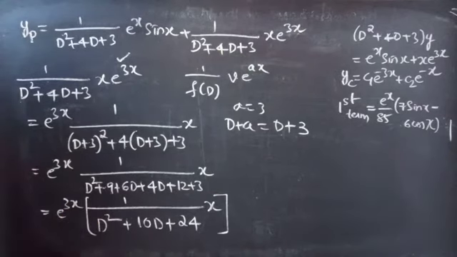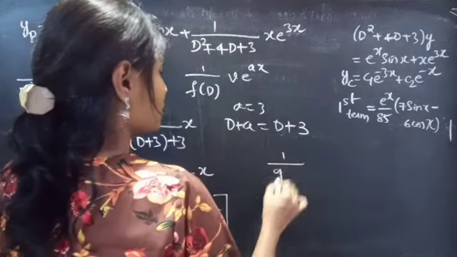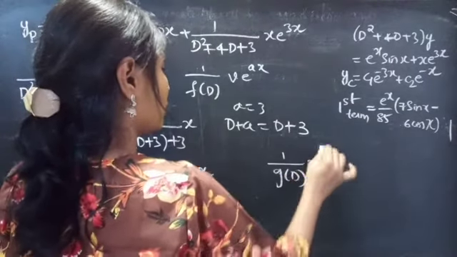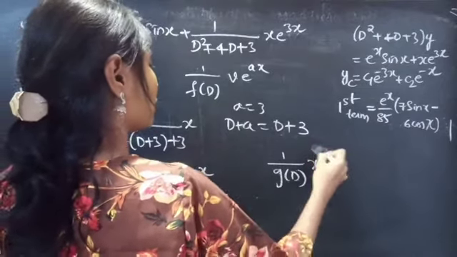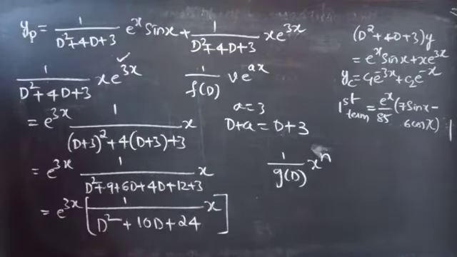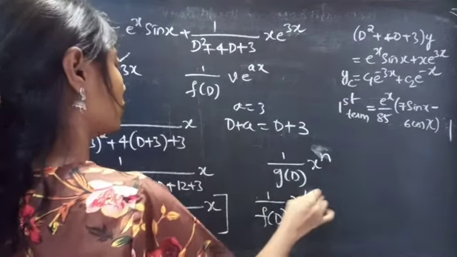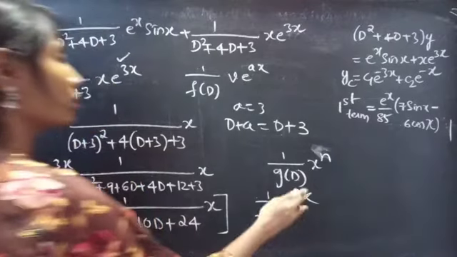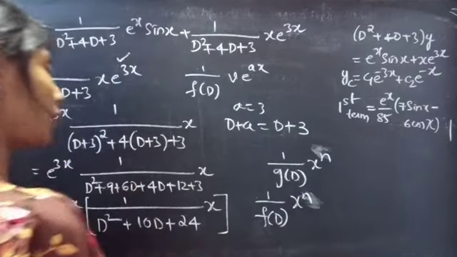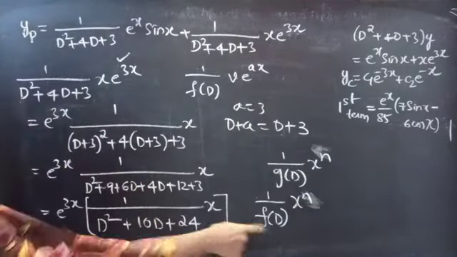Now, this is of some 1 by function of d into x power k form, right? 1 by some function of d into x power k, or say x power n form. We know that we have this form, 1 by f of d into x power n. So this is of this form.